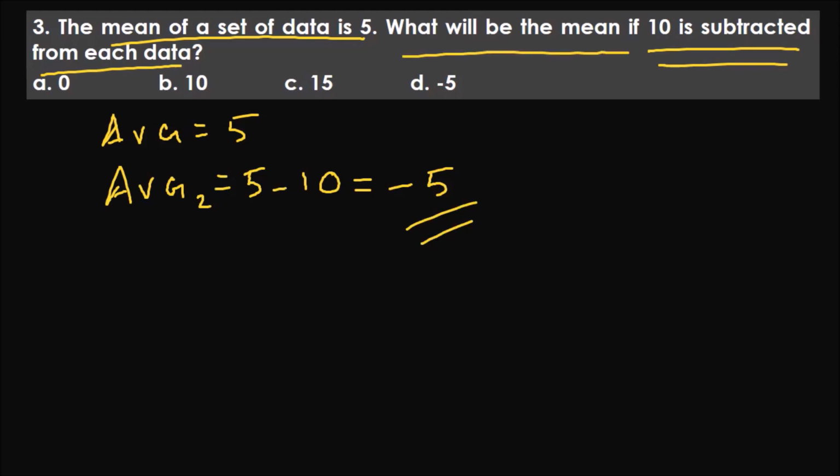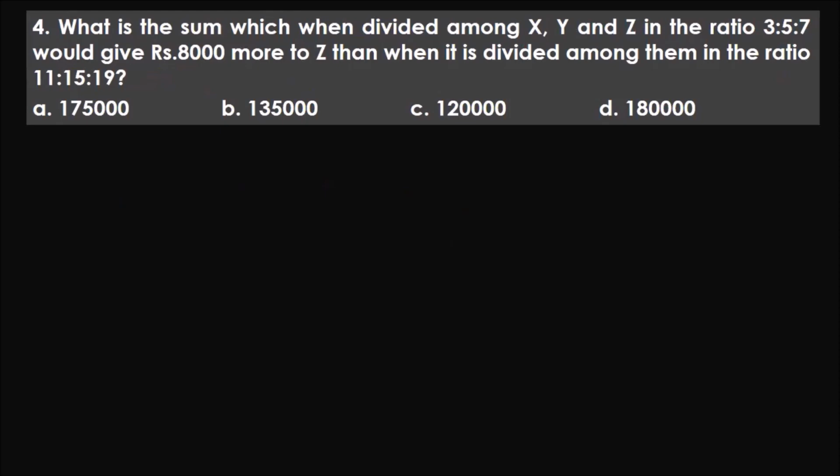What will be the mean? The new mean is 5 minus 10. That's all. So just remember, if something happens to all the pieces of information, then the same thing happens to the entire average. If 10 gets added to each and every term, then 10 gets added to the final average as well. It's the same thing. Let's move on. Question number 4.